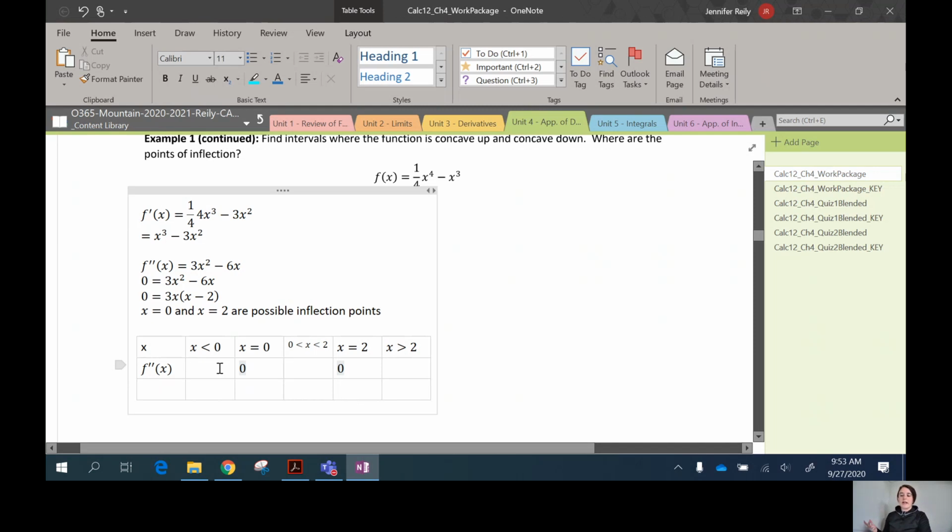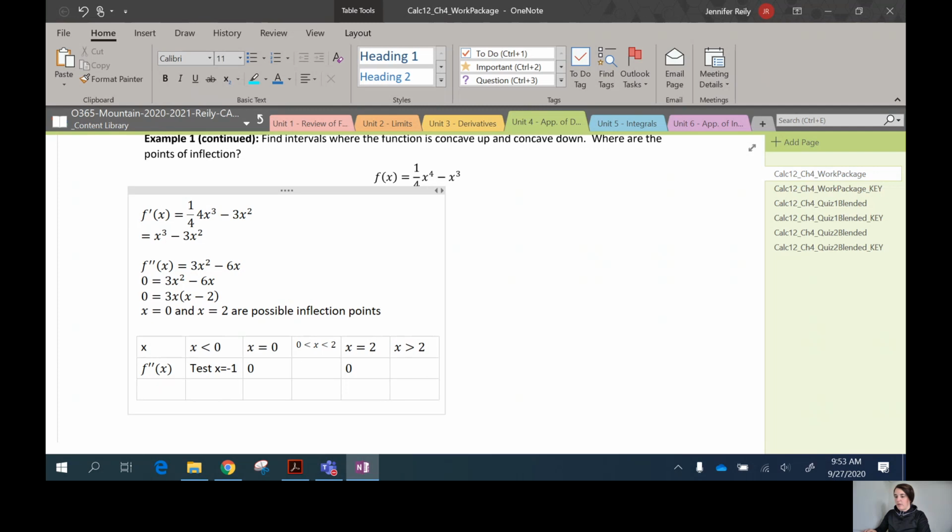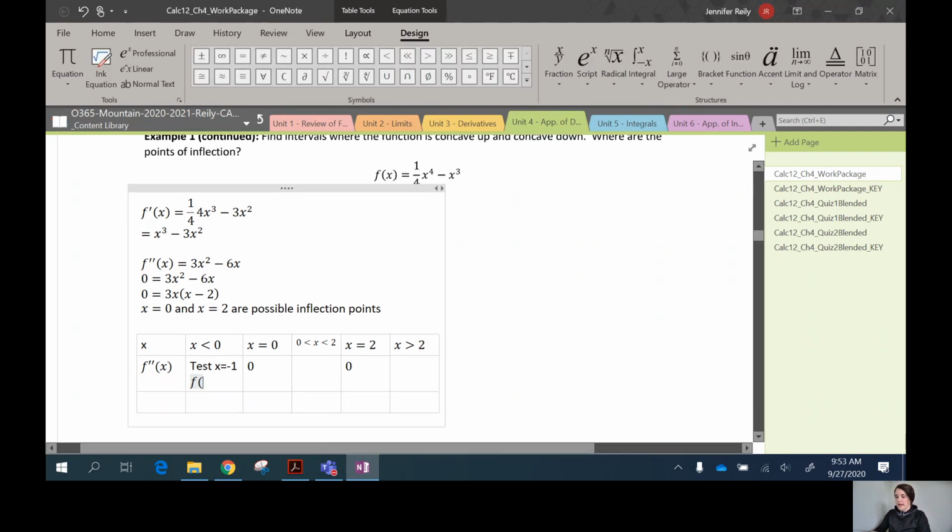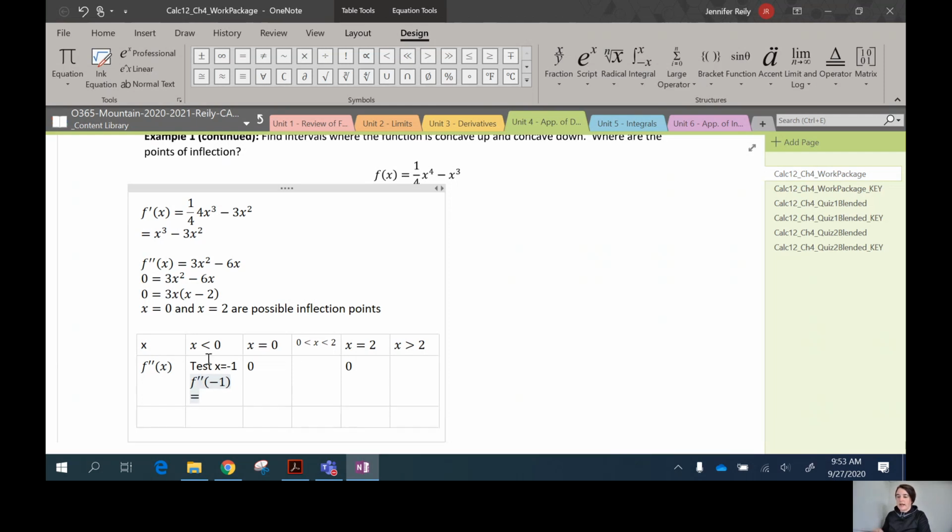Okay, so again, we pick a test value. You pick anything less than 0 that's just easy to plug into the second derivative. So you might, for example, test x equals -1. You can pick any value, but -1's an easy number to plug in. So you could plug it into the second derivative and see whether it's positive or negative.